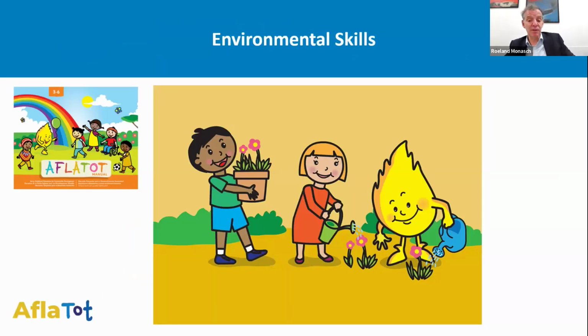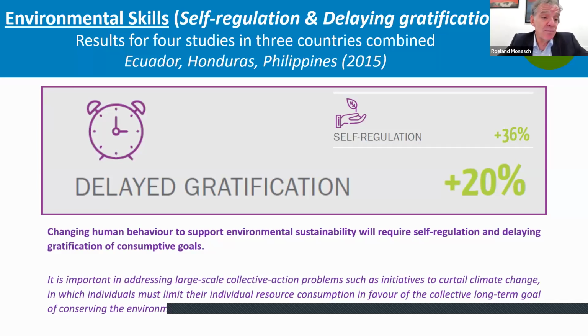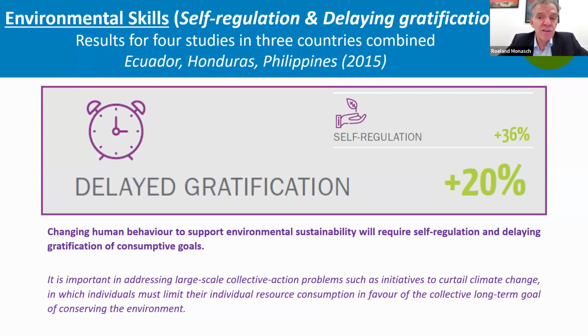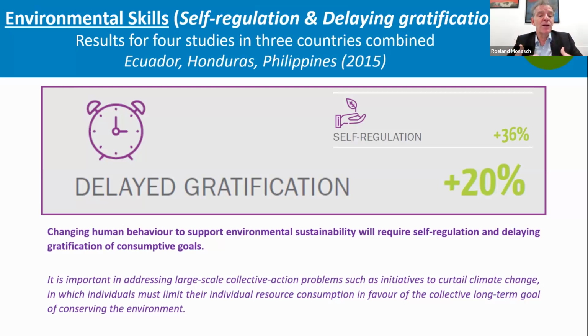Now, I would like to move to the environmental skills. I have to be frank, we have done less measurement on the environmental skills than on the social and financial skills. But there are 2 concepts of environmental skills which are extremely important: self-regulation and delaying gratification. Let me explain. If you want to change behavior among individuals to support environmental sustainability, individuals will need self-regulation and to delay gratification of consumptive goals. So it's really important if you want to have a movement in a country to change behavior, where there is a difference between the result for an individual and the result for the community.